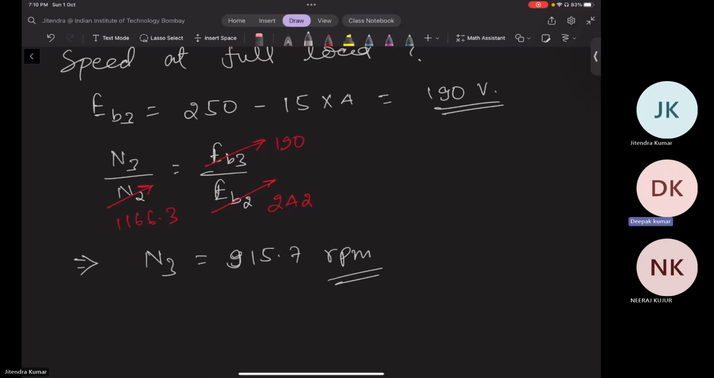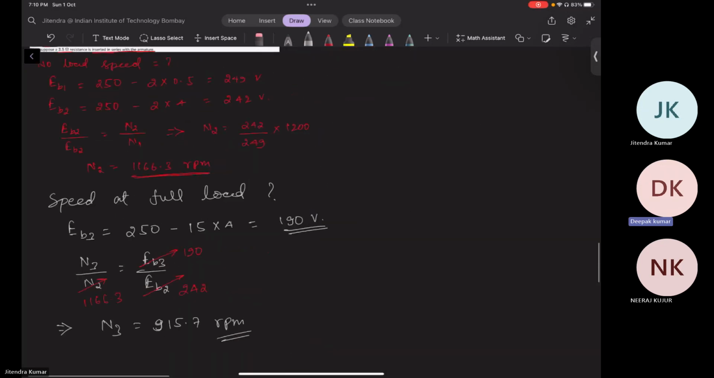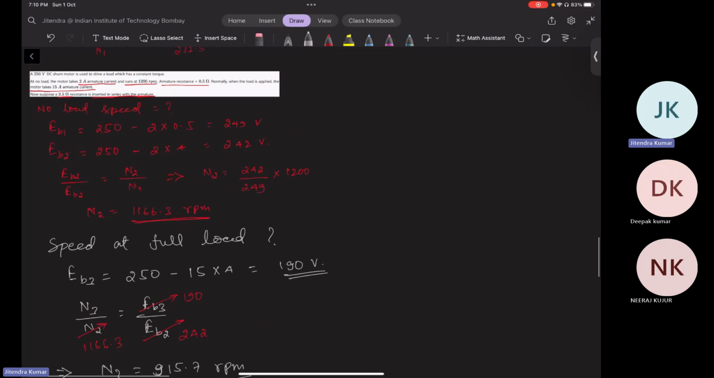Sir, how did you calculate EB2? Please explain. EB2 we computed with the same 2 ampere. When the series resistance got inserted in series with the armature resistance, at that instant 2 amps was flowing, but the resistance increased from 0.5 to 3.5 plus 0.5, so 4, right? So 250 minus 8 is 242. Did you get this part?